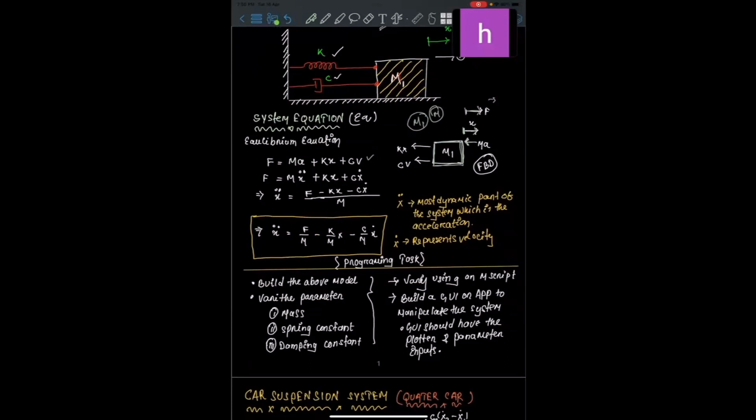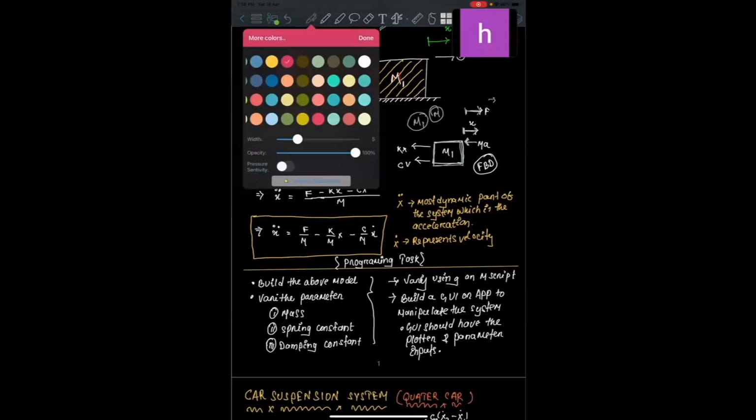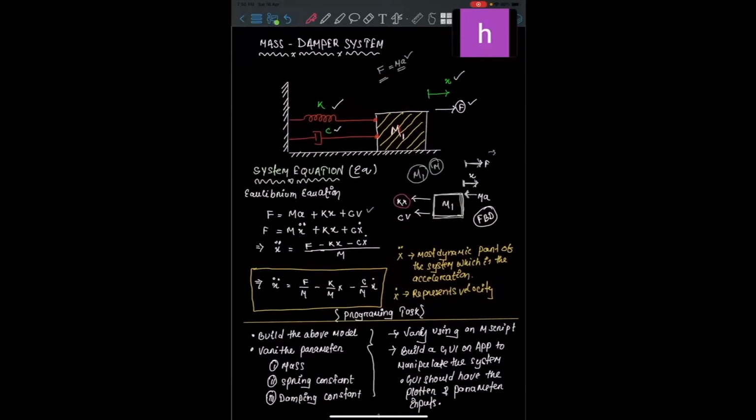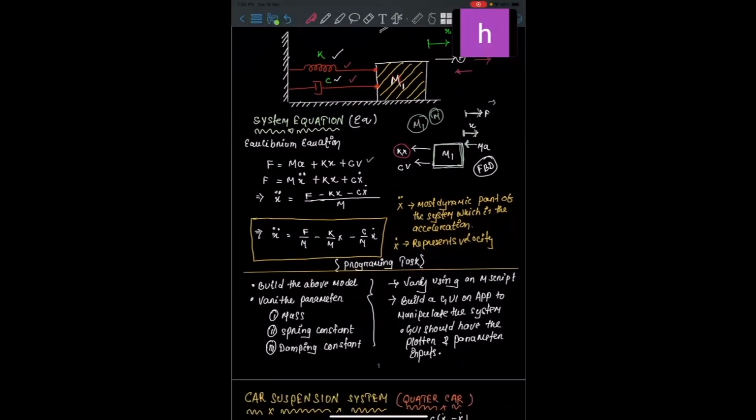Now the already existing forces like kx, the spring force: if I pull with the force in this direction, then these two elements will try to pull it back. So the direction of force will be here. This is for the damper, and this is for the spring. These are all the forces acting on the body.